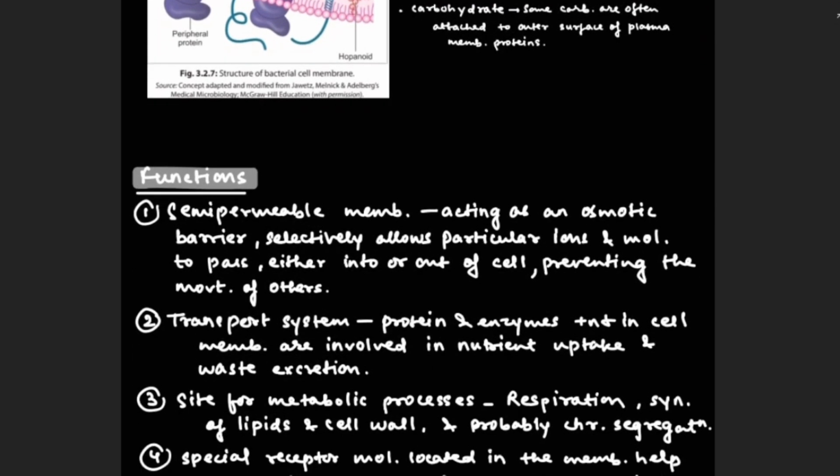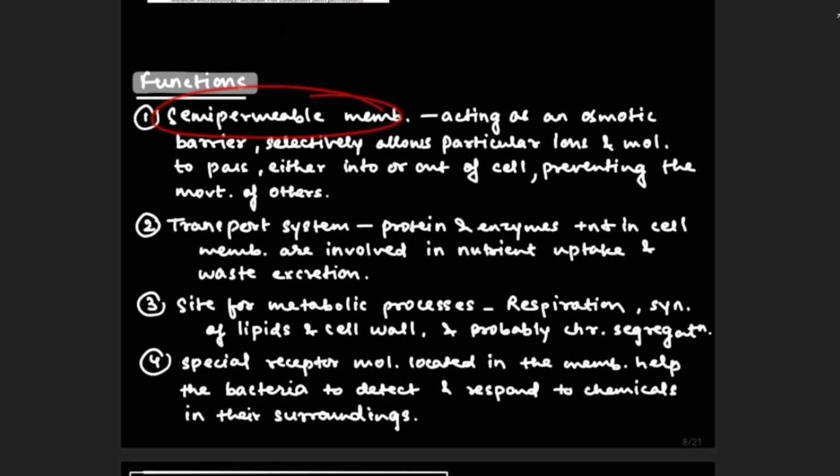There are some functions of the cell membrane. First, it is a semi-permeable membrane which acts as an osmotic barrier and selectively allows particular ions or molecules to pass. The next is transport system. The proteins and enzymes present in the cell membrane are involved in nutrient uptake and waste excretion. Additional to this, the cell membrane is also the site for metabolic processes such as respiration, synthesis of lipid, cell wall, and probably chromosome segregation.